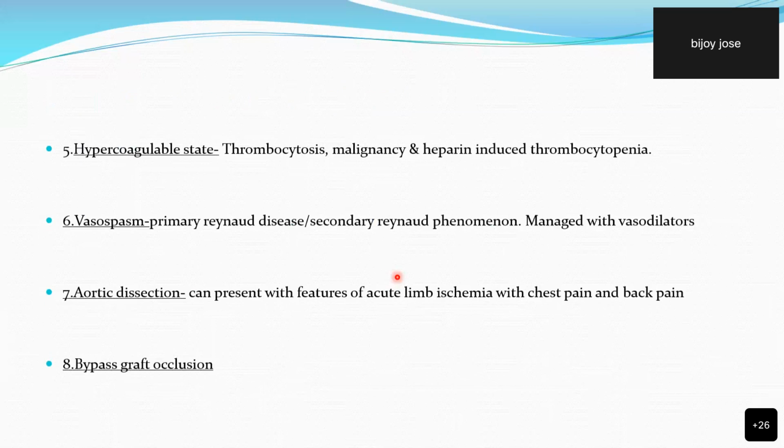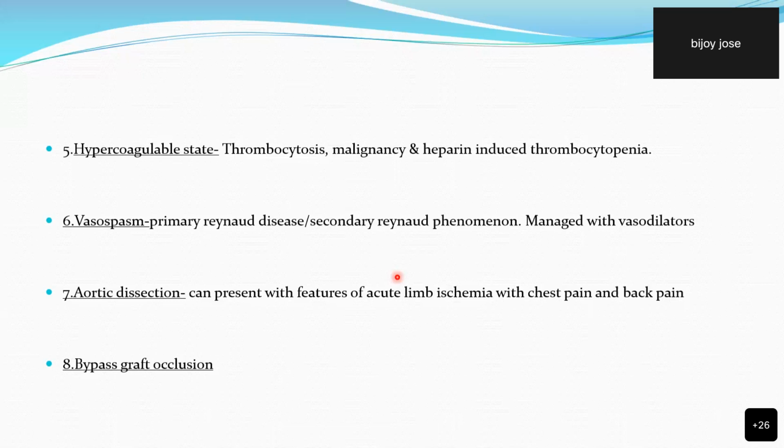Hypercoagulable states: thrombocytosis, malignancy, hepatic thrombosis. These patients have a hypercoagulable state and are prone to acute limb ischemia. Vasospasm: primary Raynaud's disease, secondary Raynaud's phenomenon. These patients present with exacerbation of symptoms. There will be some underlying triggering factor which causes worsening of their symptoms, and the patient can present with acute limb ischemia. Usually most of these patients are managed conservatively with vasodilators.